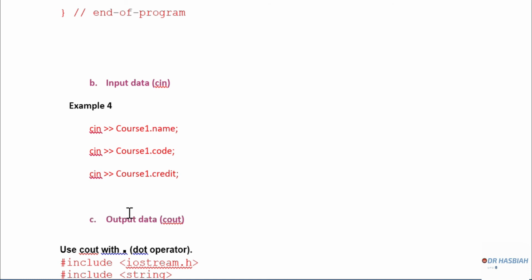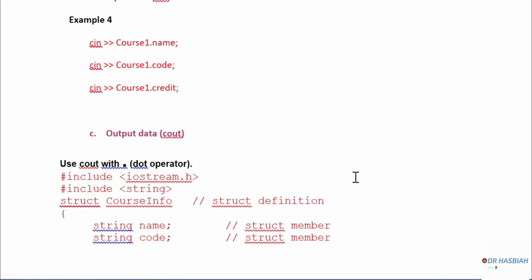Okay, so the same goes for cout. If you want to output the data from the struct, you just use cout, and then we just change the symbol here, greater becomes smaller. Cost1 dot name, cost1 dot code, cost1 dot credit. So this is the input and output using the cin and cout statements, right?